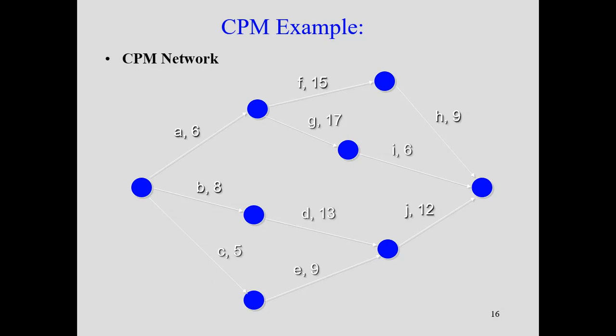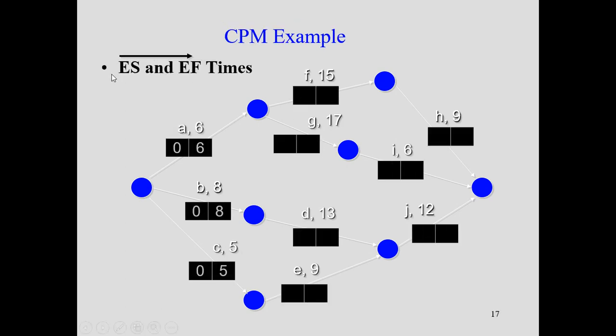So the first job is we draw the CPM network based on the predecessors or the interdependency of the other events. The next job is we have to find the early start and early finish. As we know that A, B, C are the initial activities, their starting time is 0 because these are the first activities. So 0 plus 6 will give you 6, 0 plus 8 will give you 8, 0 plus 5 will give you 5. So we now have the early start and early finish.